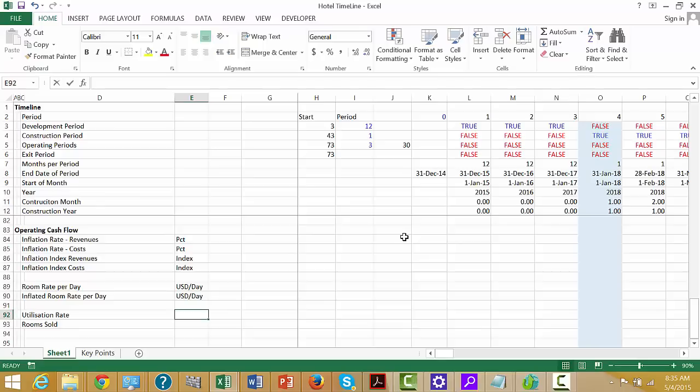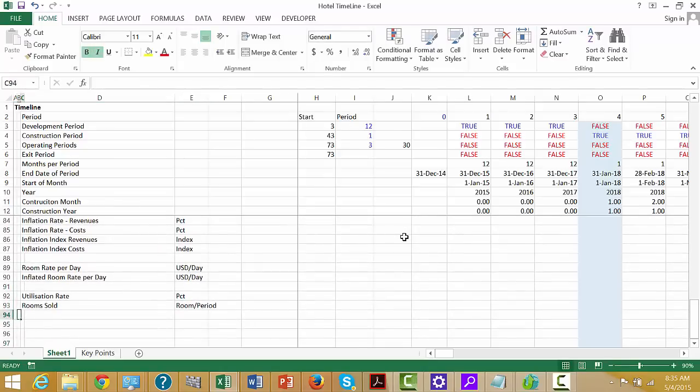This is a percentage, and this is PCT, we'll do the same thing, and this is rooms per period. So we have our rooms up there, how many rooms, and we'll multiply those. Then we can get our total revenues.